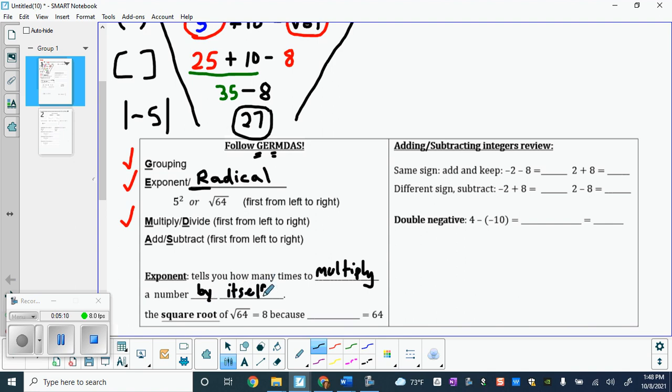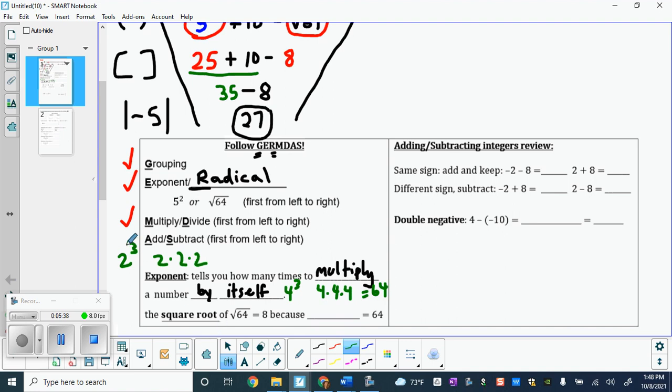Off to the side, let me just show you guys real quick. If you saw a 4 cubed with a 3 up here, that means to do 4 times 4 times 4, which would actually be a 64. You could do 2 cubed, which would be 2 times 2 times 2, which is an 8. So the exponent just simply tells you how many times you're multiplying the number by itself.